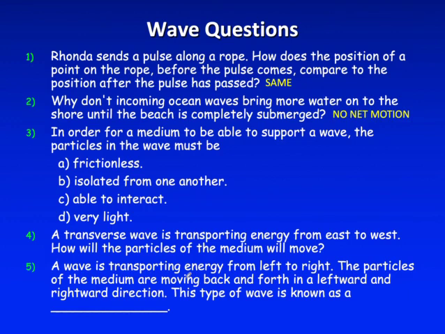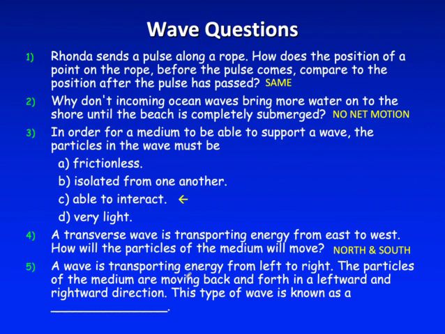In order for a medium to be able to support a wave, the particles in the wave must be frictionless, isolated from each other, able to interact, or very light. Correct answer is, of course, they must be able to interact with each other. A transverse wave is transporting energy from east to west. How will the particles of the medium move? And the answer is they have to be perpendicular to that, so they'll be moving north and south.